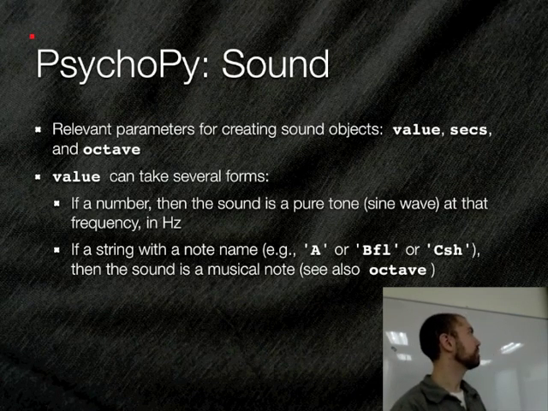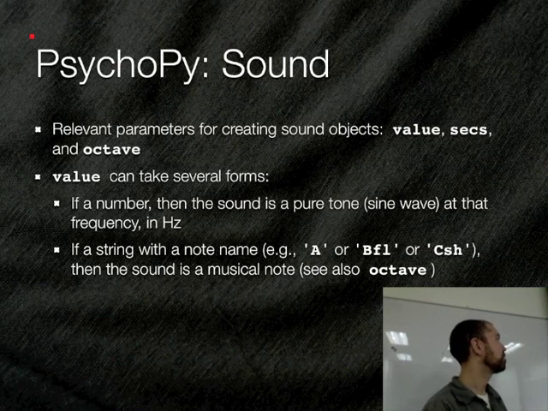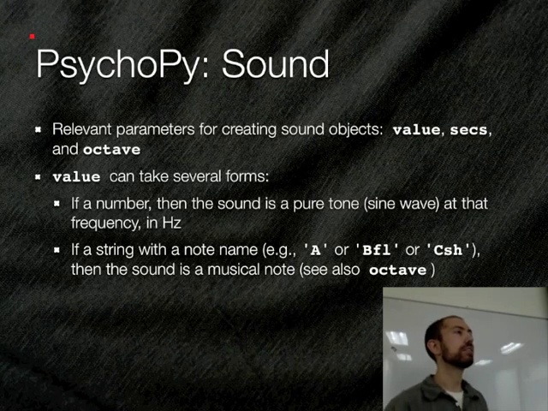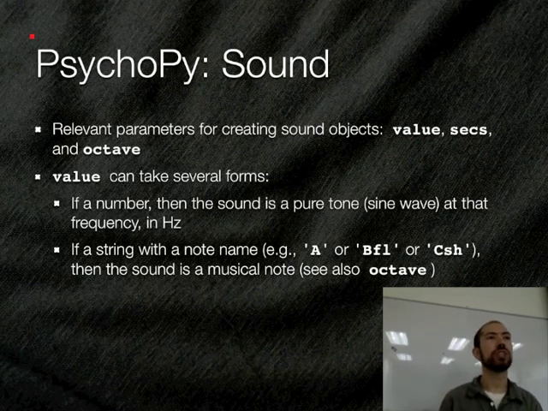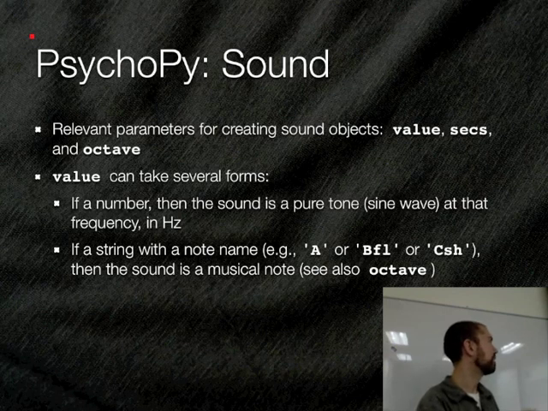So if instead of making value a number, you make it a string that looks like a note name, for example, the string A, or BFL, which is how you indicate B flat, or CSH, which is how you would indicate C sharp, or something following that pattern, then you can make the sound a musical note. Now, if you make it a musical note, you also have to specify an octave. So that's that third parameter that we specify. So for sounds, which parameters you specify sort of depend on what you specify for value.